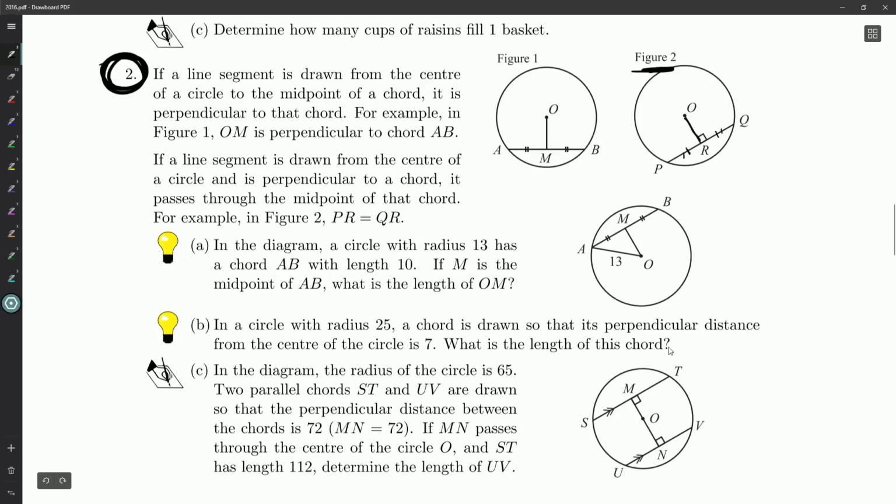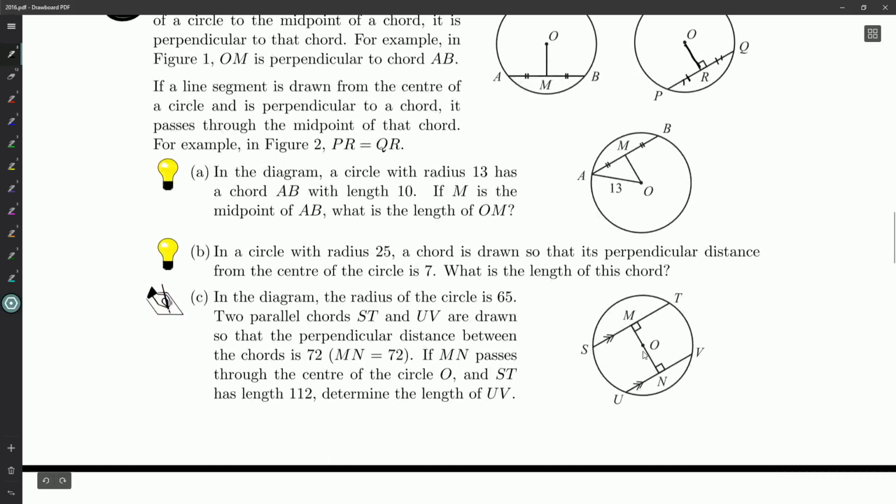Okay. What have we got here for question 2? We've got 2 light bulbs and a written. In the diagram, a circle with radius 13 has a chord AB of length 10. If M is the midpoint of AB, what is the length of OM? Okay. So let's draw our picture here in our notes.